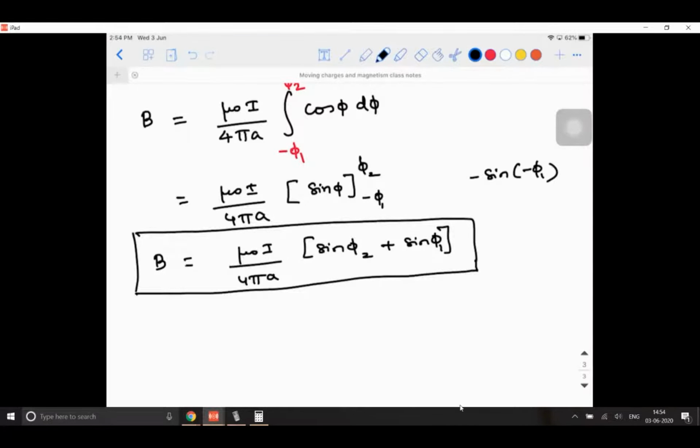If you're clear with this, I'll just show you the special cases. Then I'll give you some time to write down. Sir, can you just repeat once how we got phi 1 to phi 2?